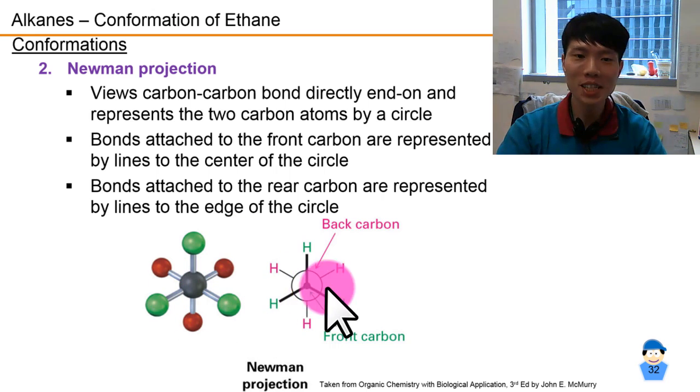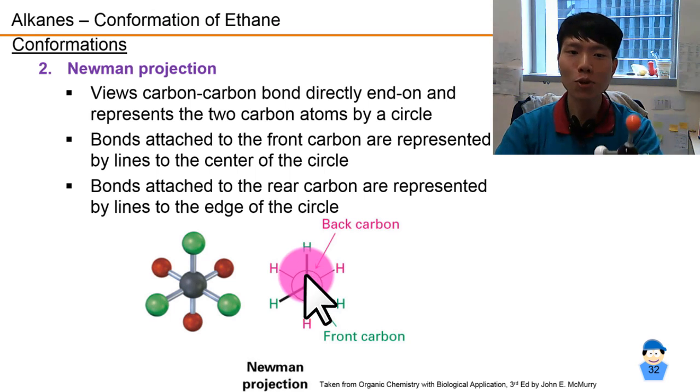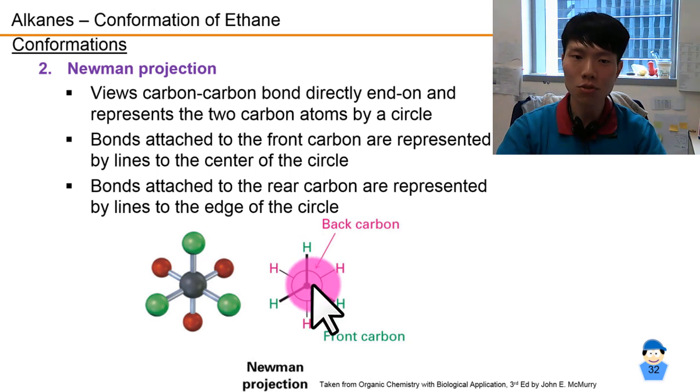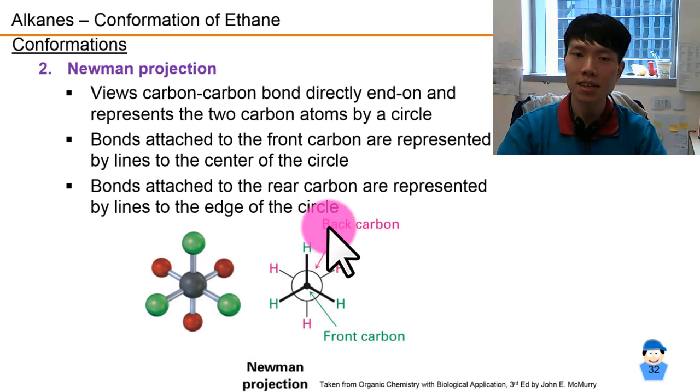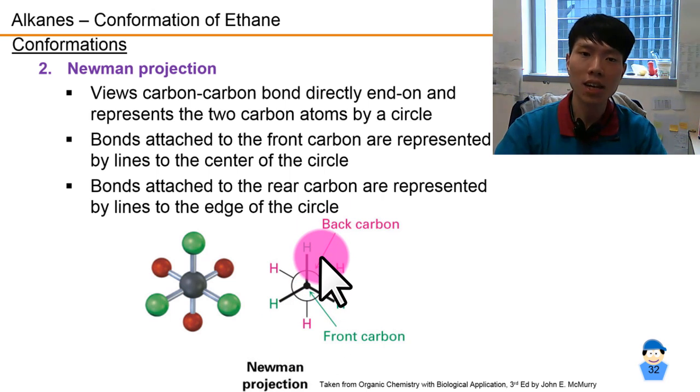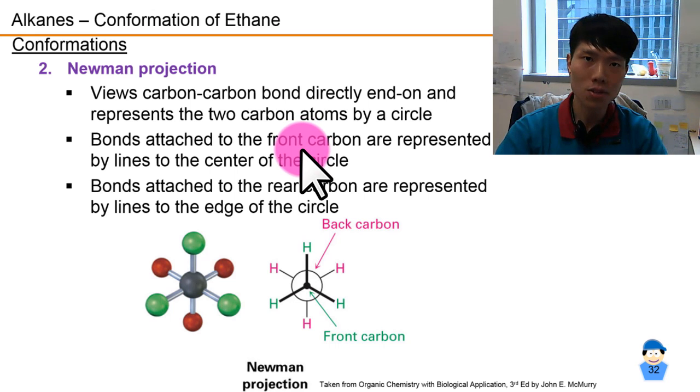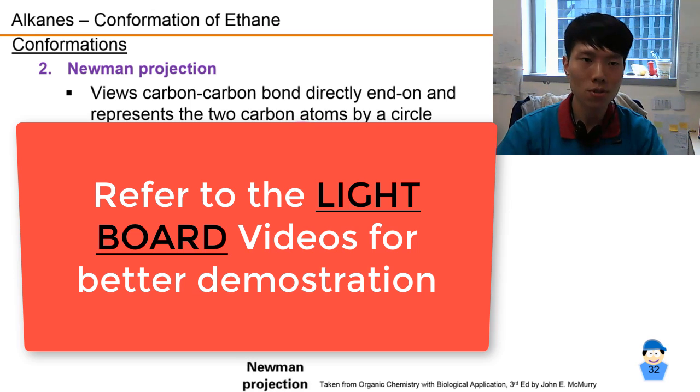So of course you have the front carbon and the back carbon. The front one, you see that these three bonds here, the three lines must be at the front, and you have a circle that says that you are doing a Newman projection, and the three hydrogens behind belong to the attachment to the back carbon. So to give you some practice, you can watch the Lightboard video to learn a bit better.